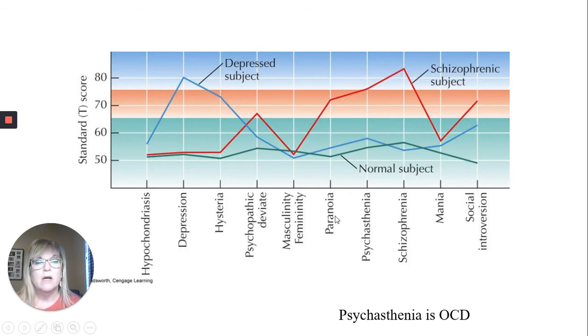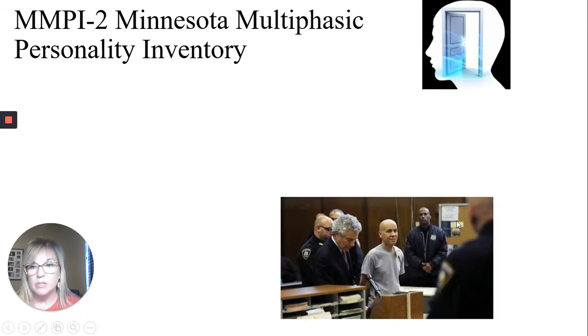Paranoia. When we look at schizophrenia, we might also see somebody that rates high in paranoia as well. Psychasthenia is obsessive compulsive disorder, which is an anxiety disorder. Hysteria is also an anxiety disorder. It's a Freudian, an old term for anxiety. And then mania. So we're looking at manic depression or bipolar disorder here. So if a person scores high in these areas, they will come up as having that particular disorder.